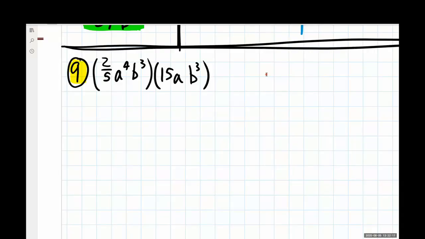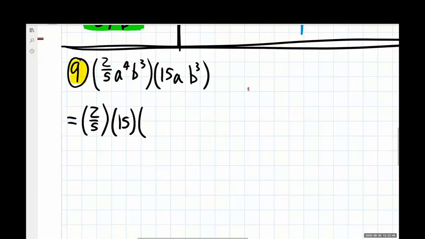So what we can do to rewrite this, and I think this is a really helpful way of giving us the freedom to say, I'm just going to manipulate this thing a little bit and make it easier to look at, is put the coefficients next to each other to show that those things are going to multiply. So I have 2/5, which I'm going to multiply with 15. I then have a to the fourth, and that's going to multiply with a. We can just write that out there. And then I have b to the third multiplying with another b to the third.